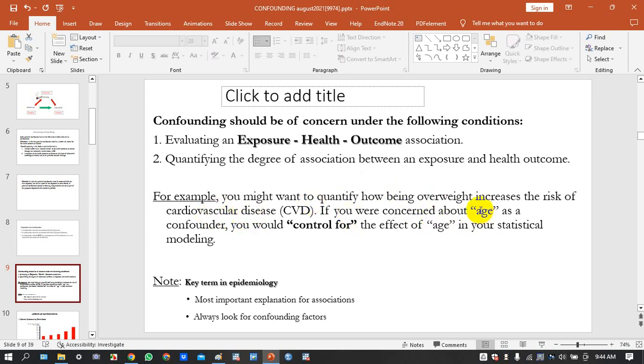So aging is the hiding or lurking variable, the extraneous variable that predisposes to cardiovascular disease. So that's the confounder.